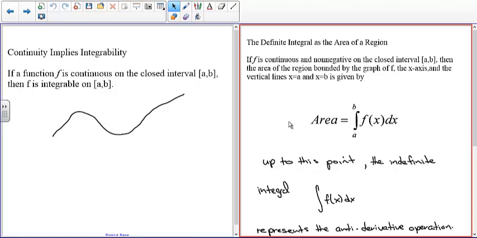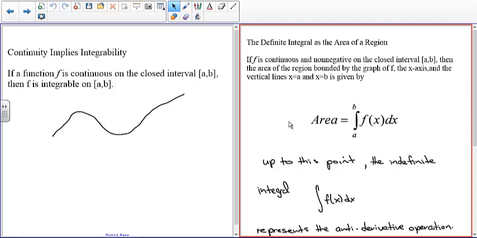So if the function is continuous and non-negative on a closed interval, which means it includes the endpoints, then the area of the region bounded by the graph of f, so that's the curve that bounds the top of the area, the x-axis which bounds the bottom of the area, and then the two vertical lines which bound the left and right-hand sides of the area, is calculated by doing the definite integral.